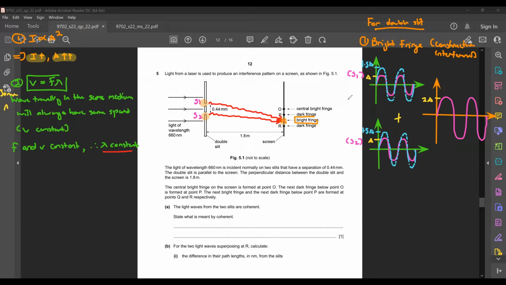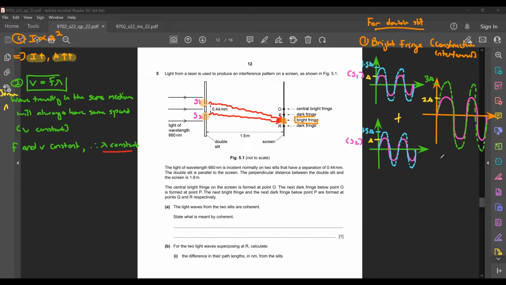So if they meet constructively, you're going to get an even larger wave, a wave with a larger amplitude. It will probably look like this now. This is your new wave. Okay, so your amplitude now is 3A. Okay, so here with larger intensity, okay, maybe it's better if I just write it here.